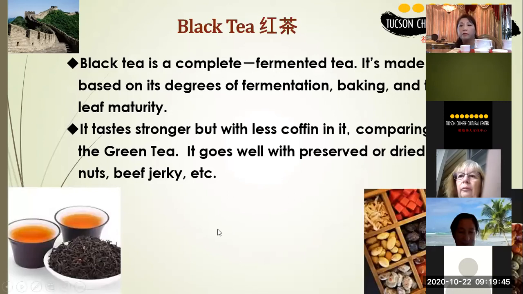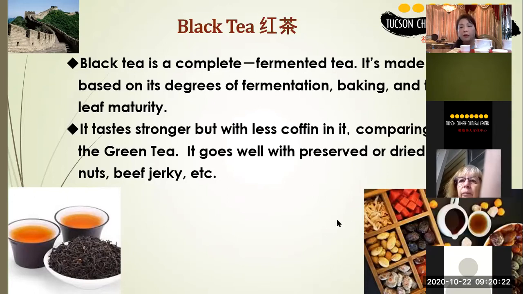Now we're talking about black tea. In Chinese, we call it red tea actually, but in English, there's no such thing as red tea. So people know tea as green tea or black tea, but actually in Chinese, we call it red tea. Black tea is a completely fermented tea. It's made according to the degree of fermentation, baking, and the tea leaf maturity. When we first started the tea history, a few thousand years ago, it was only green tea, because by then people drank fresh green tea.